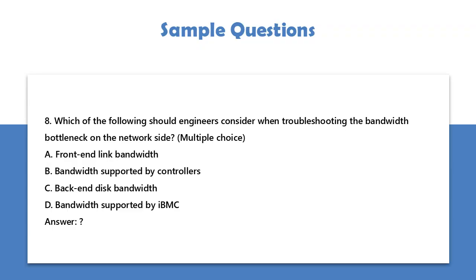8. Which of the following should engineers consider when troubleshooting the bandwidth bottleneck on the network side? Multiple choice. A. Front-end link bandwidth. B. Bandwidth supported by controllers. C. Back-end disk bandwidth. D. Bandwidth supported by iBMC.